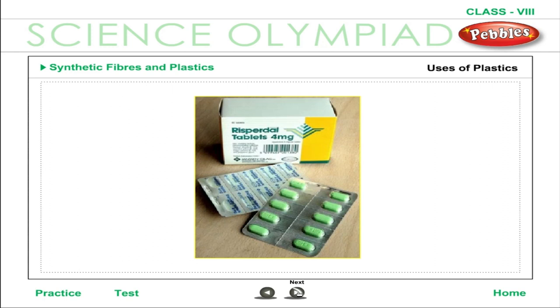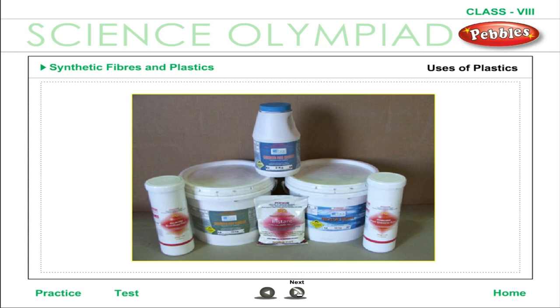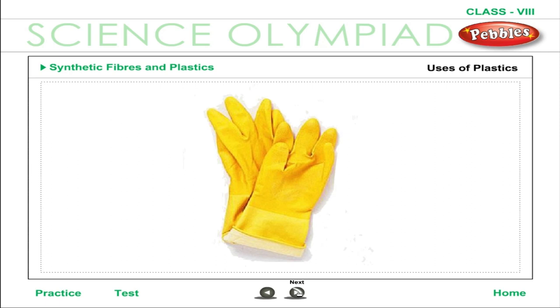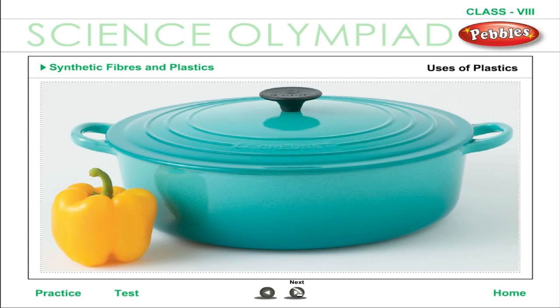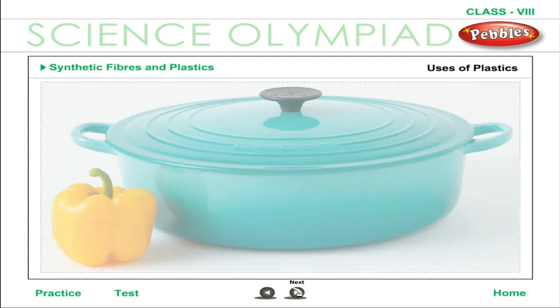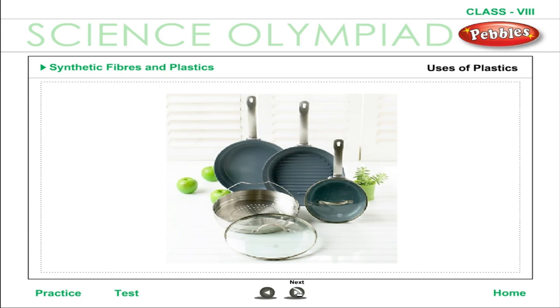Uses of plastics. Plastic finds extensive use in the healthcare industry. Some examples of their use are the packages of tablets, threads used for stitching wounds, syringes, doctor's gloves, and a number of medical instruments. Special plastic cookware is used in microwave ovens for cooking food. In microwave ovens, the heat cooks the food but does not affect the plastic vessel. Teflon is a special plastic on which oil and water do not stick. It is used for non-stick coating on cookware.